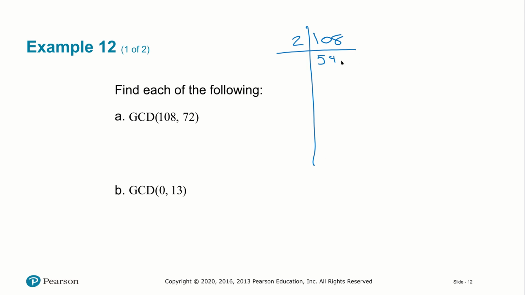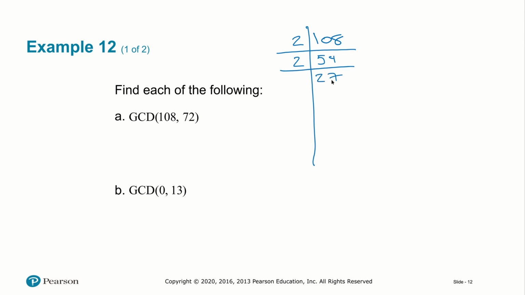So at each step, ask the same question. What's the smallest prime number that goes into this number? Again, if you notice, it's even, so it's going to be 2. We write it down, we divide, and 54 divided by 2, that's 27. We write it below the 54.